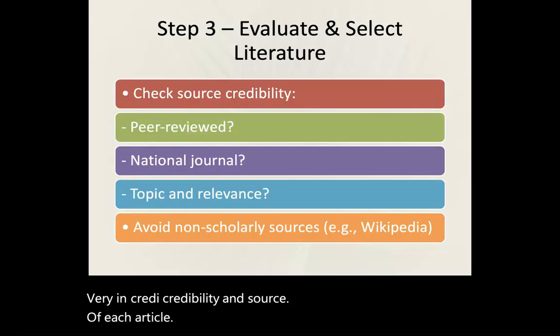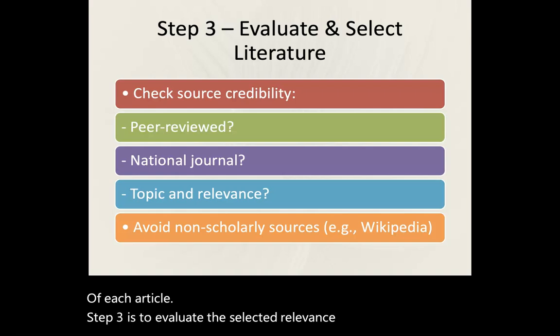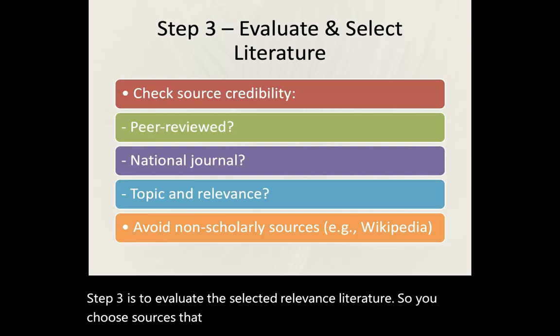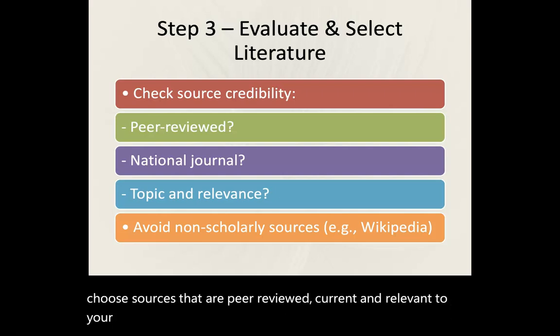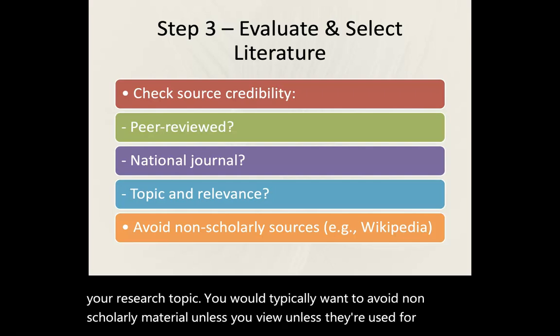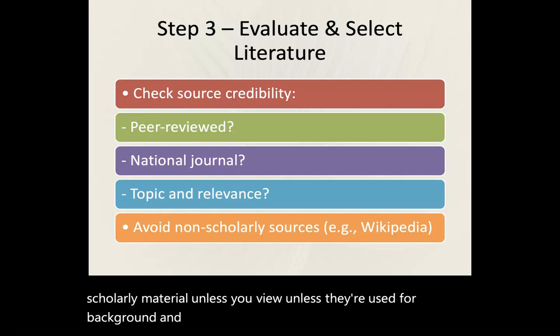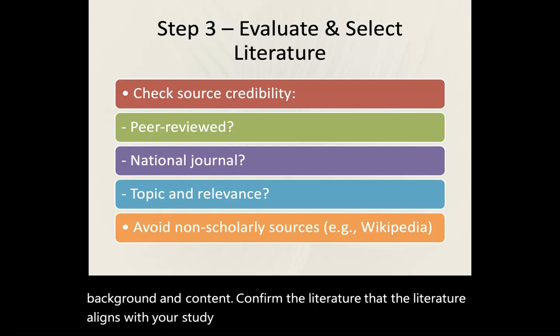Step three is to evaluate the selected literature for relevance. So you choose sources that are peer reviewed, current, and relevant to your research topic. You would typically want to avoid non-scholarly material unless it's used for background and context. Confirm that the literature aligns with your study population, method, and topics.